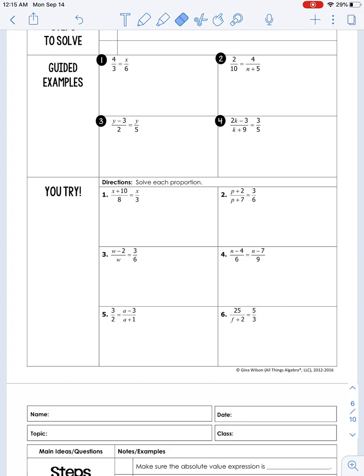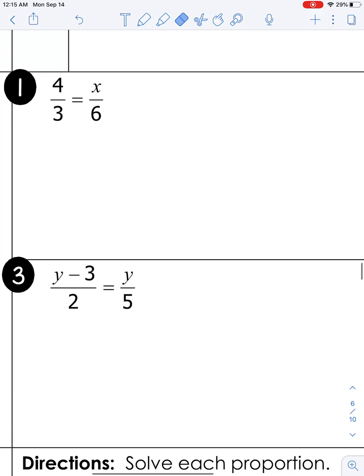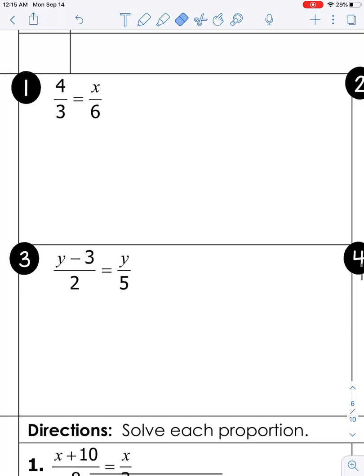Okay, so this video is over cross multiplying. All right, so starting out with number one, I'll blow this up here so you guys can see this better. What we're going to do is cross multiply. And what I mean by cross multiply is we're going to multiply these two together, and then we're going to multiply these two together. Hopefully that clears up what cross multiplying is. It doesn't matter which way you put it.